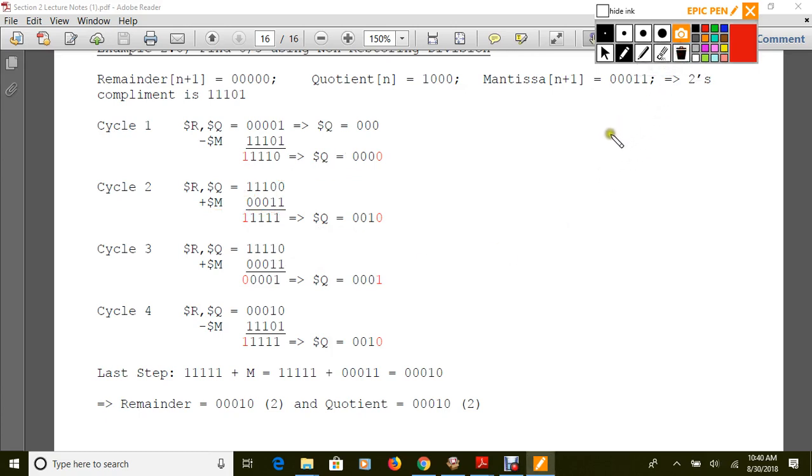Cycle 3. Shift the remainder left. The most significant bit of the quotient becomes the least significant bit of the remainder. Since it's 1, we add 3, and it becomes 0, 0. It becomes 1 here. Most significant bit is 0. You flip it again, and the least significant bit of the quotient becomes 1. So this should be a 0 here, not a 1.